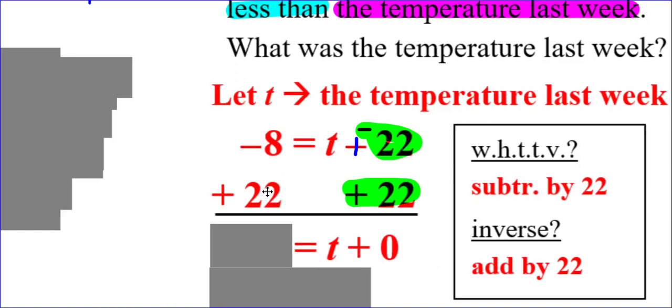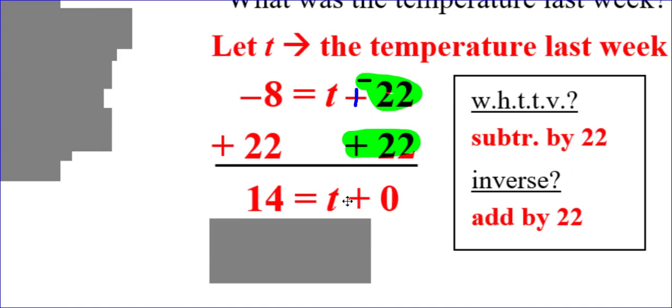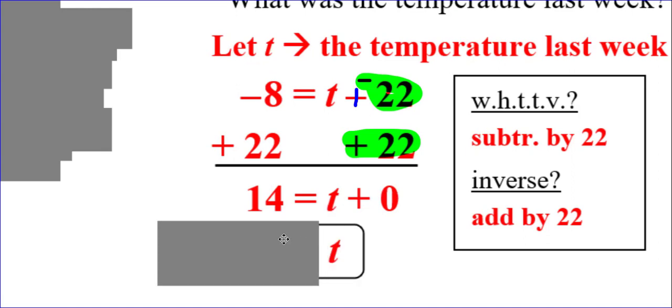How about negative 8 plus 22? Well, it's a negative plus a positive. You'll subtract in your head. 22 has the bigger absolute value. So that means the answer is going to stay positive. And then let's simplify this. T plus 0 is the same as just t. Bring that equal sign back down.